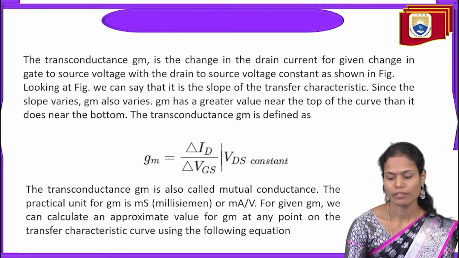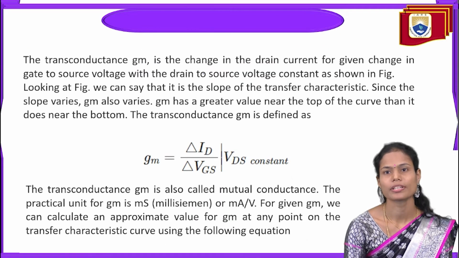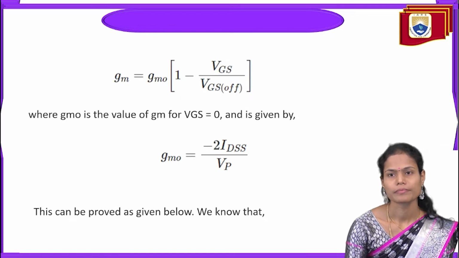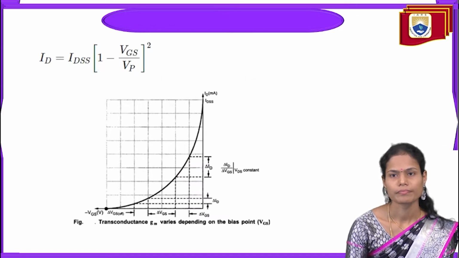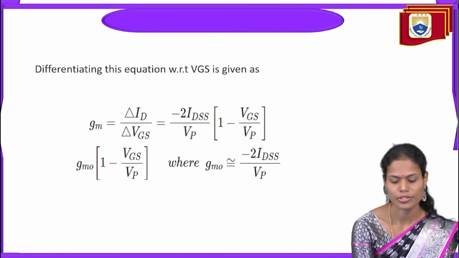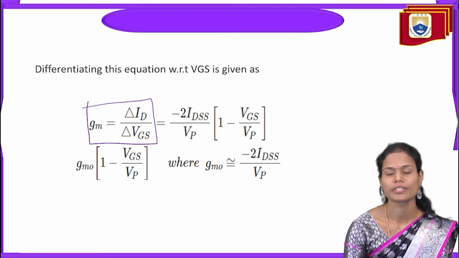To derive the expression for the transconductance, we take the transconductance, that is the ratio of change in drain current to the change in gate to source voltage whenever the drain to source voltage is 0. So this is the final expression for gm. After simplification, we will get this.